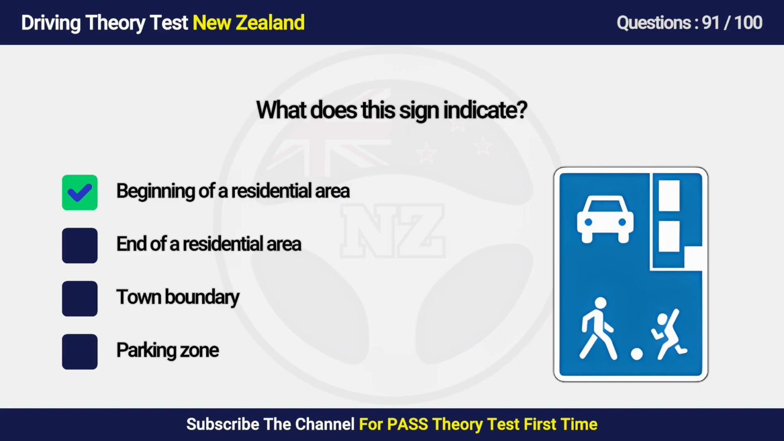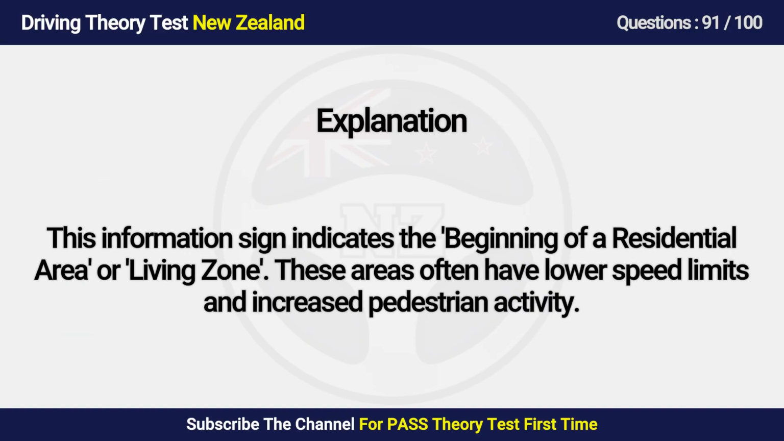Answer is A. Beginning of a residential area. This information sign indicates the beginning of a residential area or living zone. These areas often have lower speed limits and increased pedestrian activity.